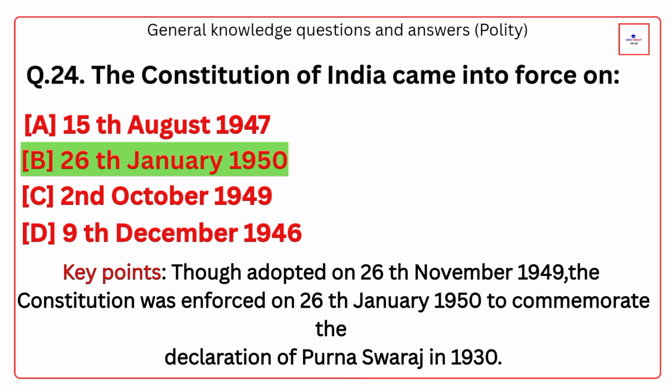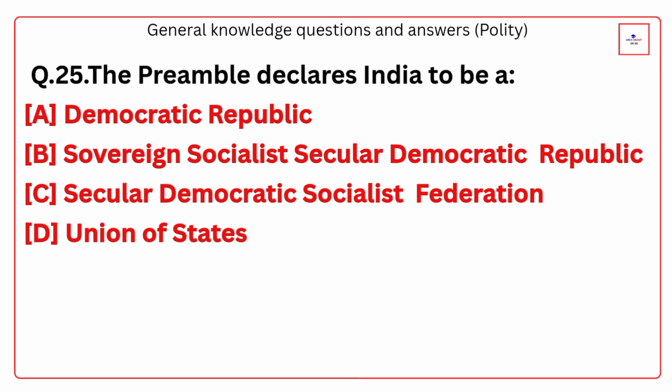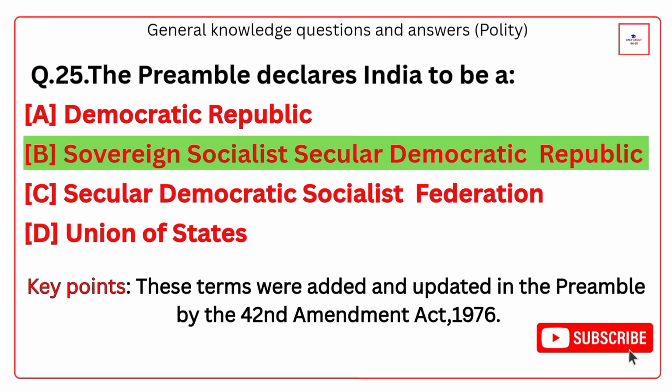The preamble declares India to be a. Correct answer is sovereign, socialist, secular, democratic republic. These terms were added and updated in the preamble by the 42nd Amendment Act 1976.